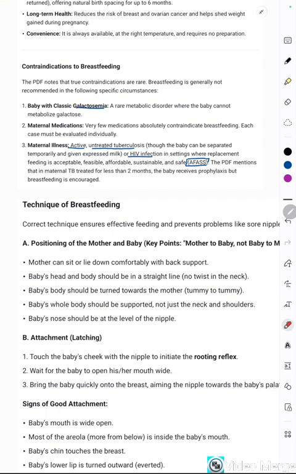In cases of maternal illnesses, that is active tuberculosis or HIV infections, these are relative contraindications. So these are contraindicated in developed countries, but in developing countries, the benefits of breast milk outweigh the risk. So in developing countries where the replacement feed is not readily acceptable, feasible, affordable, sustainable, and safe, it is indicated to give breastfeeding.